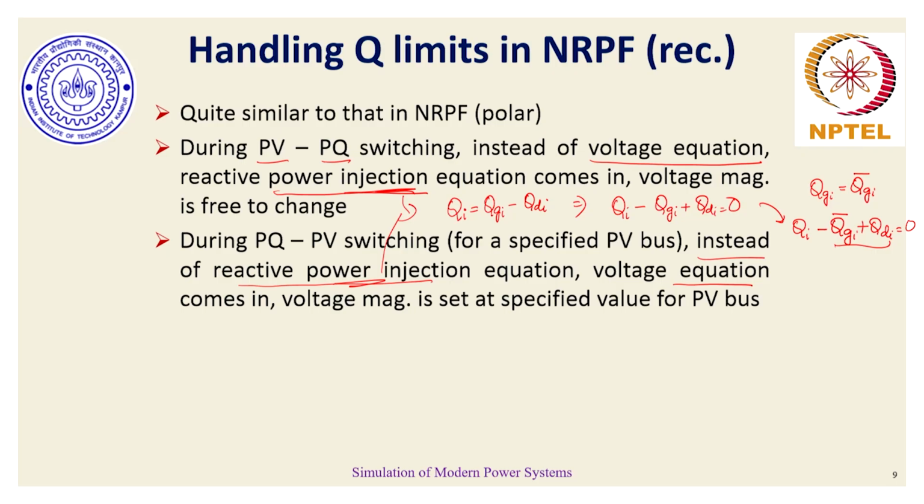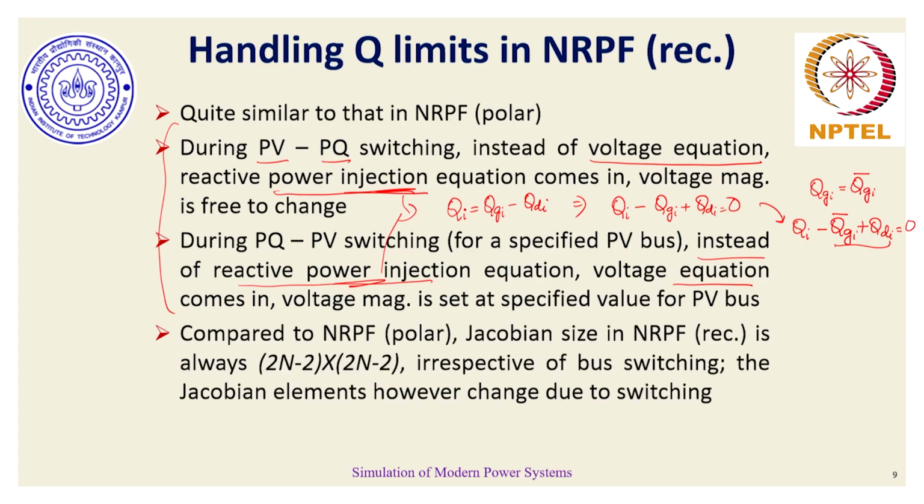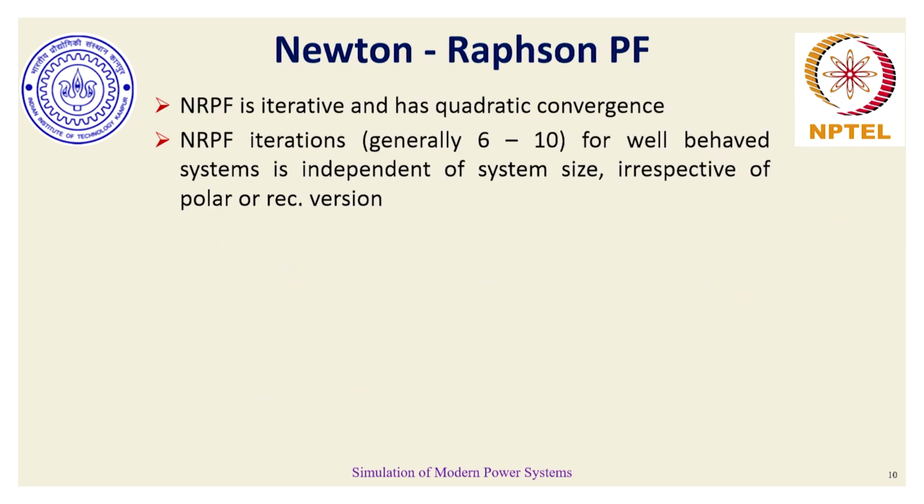In the polar version of Newton-Raphson method, we saw that the number of equations change, as a result of which the Jacobian dimension changes. In the rectangular version, however, the equations change, but the Jacobian size will not change. It always remains 2n minus 2 by 2n minus 2. The difference is that the elements have to change, so Jacobian elements have to be re-evaluated every time.